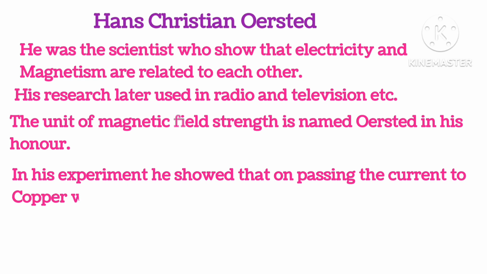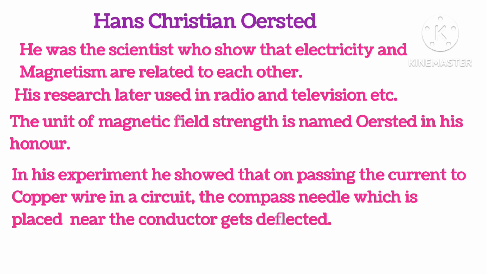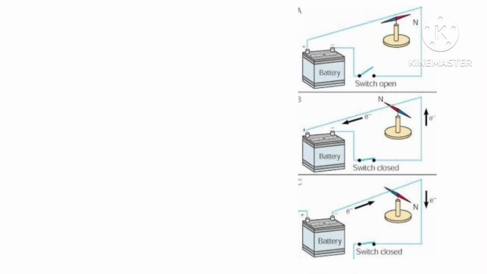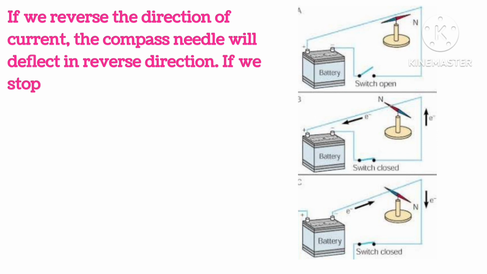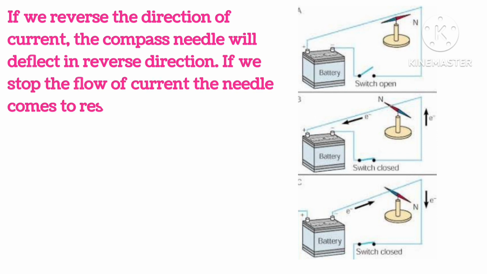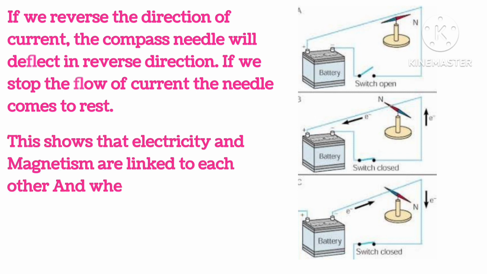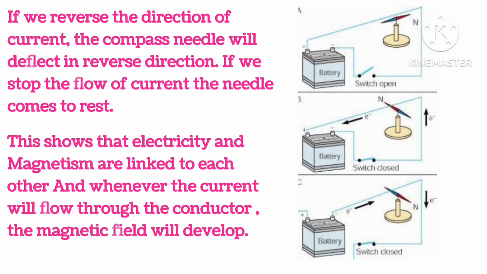In his experiment, he showed that on passing the current to copper wire in a circuit, the compass needle which is placed near the conductor gets deflected. As you can see in the picture, if we reverse the direction of current, the compass needle will deflect in reverse direction, and if we stop the flow of current, the needle comes to rest. This shows that electricity and magnetism are linked to each other, and whenever the current will flow through the conductor, the magnetic field will develop.